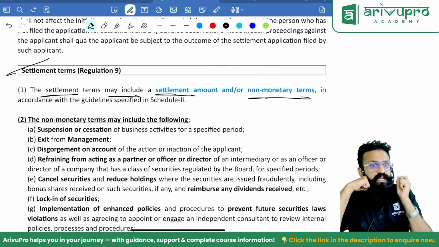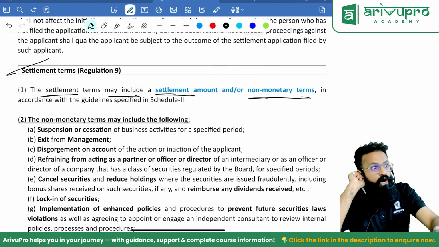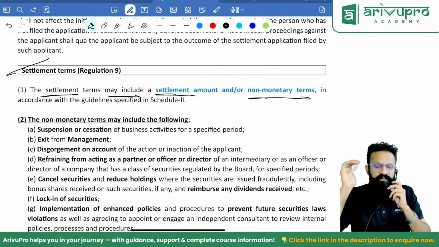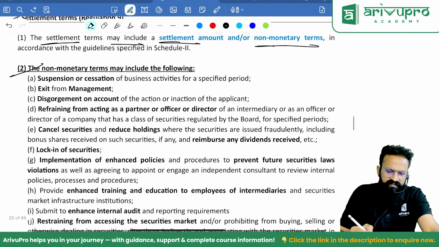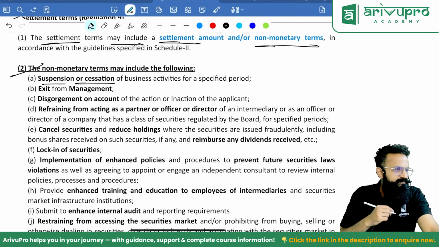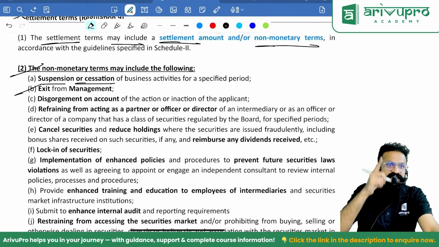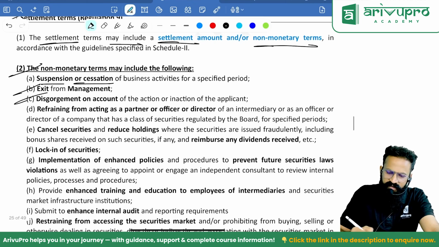So settlement can have two things involved. One is money related, one is non-money related as well. Both can be involved. Now see what they say. The non-monetary terms may include the following: suspension or cessation. Simple. Second one, exit from the management. That director has to resign with immediate effect. Third one, disgorgement on account of the action or inaction of the applicant.